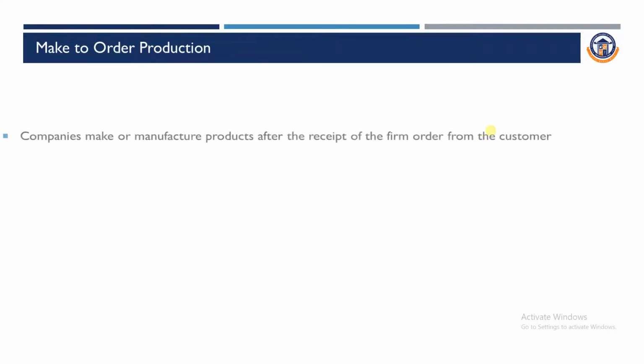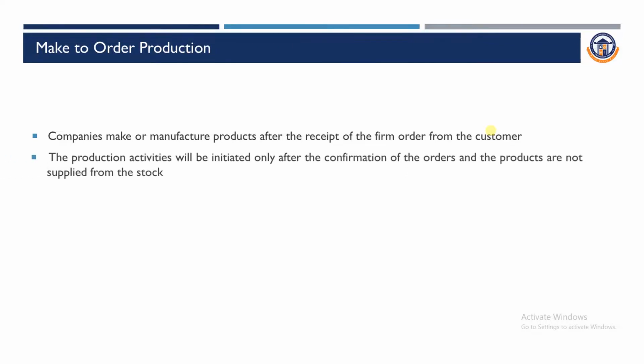Then the second method, make to order production system. So what is the difference between this system with respect to make to stock system? In this system, the companies make or manufacture products after the receipt of a firm order from the customer. So only if the customer makes the commitment with respect to their specification and the payment, the production will start. The production activities will be initiated only after the confirmation of the orders, and the products are not supplied from already produced stocks. So that's the reason why make to order is a demand responsive production system.